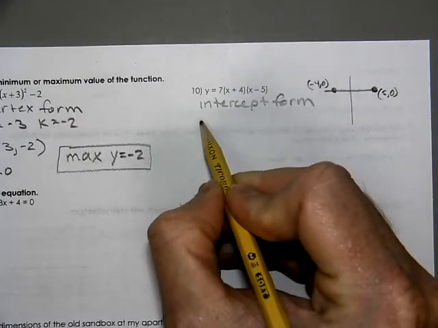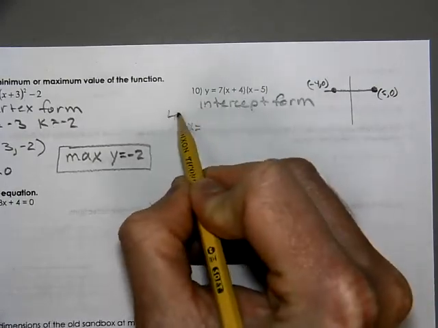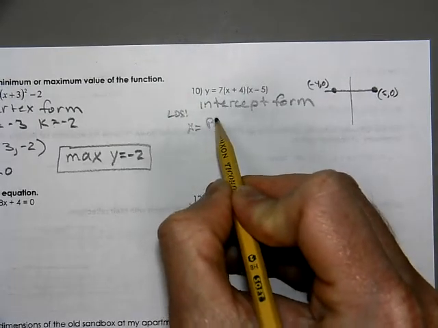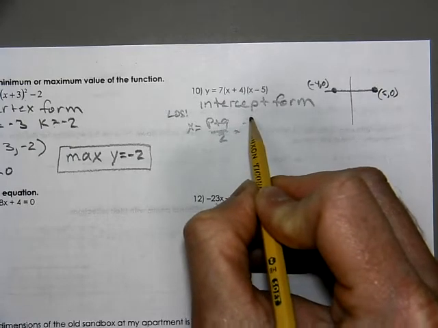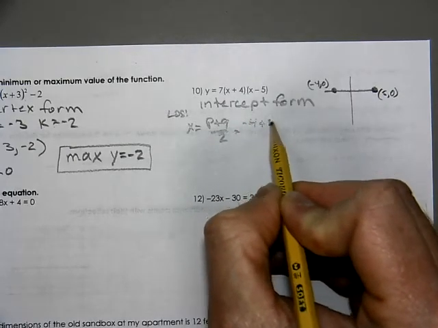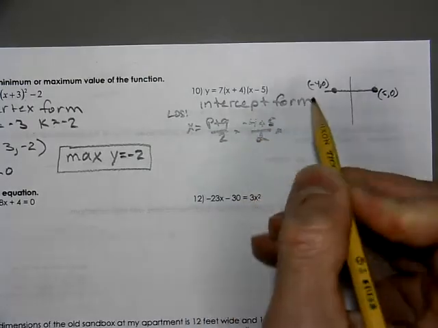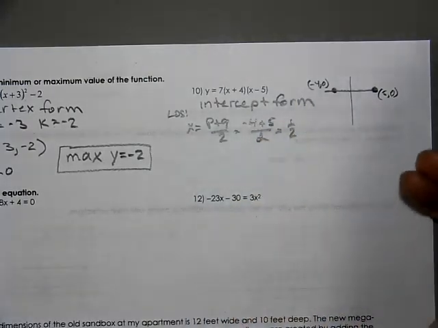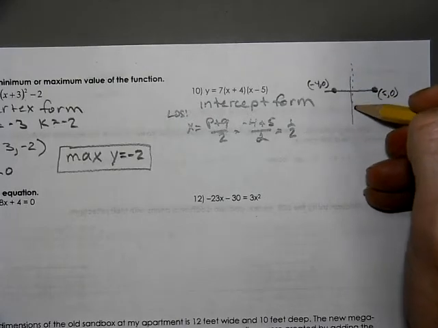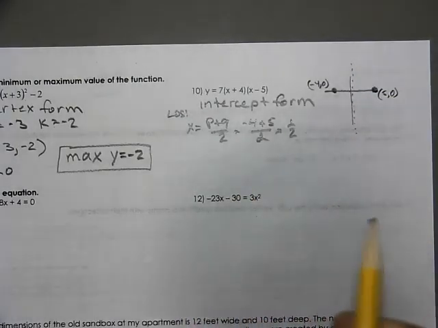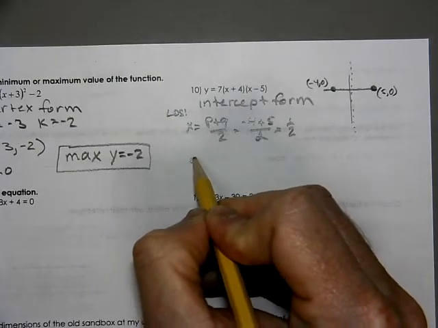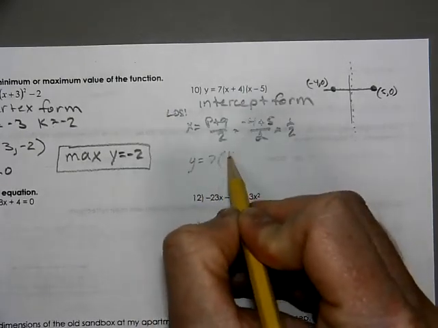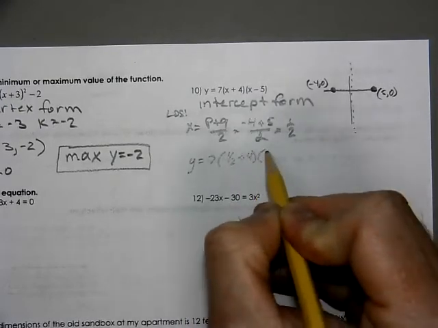So to find your line of symmetry, we do the LOS, p plus q divided by 2. So the p is -4, the q is 5, so we get a half. That's your line of symmetry. We know that the vertex is on the line of symmetry. The minimum or maximum is where the vertex is located. So we have to plug our half back in.